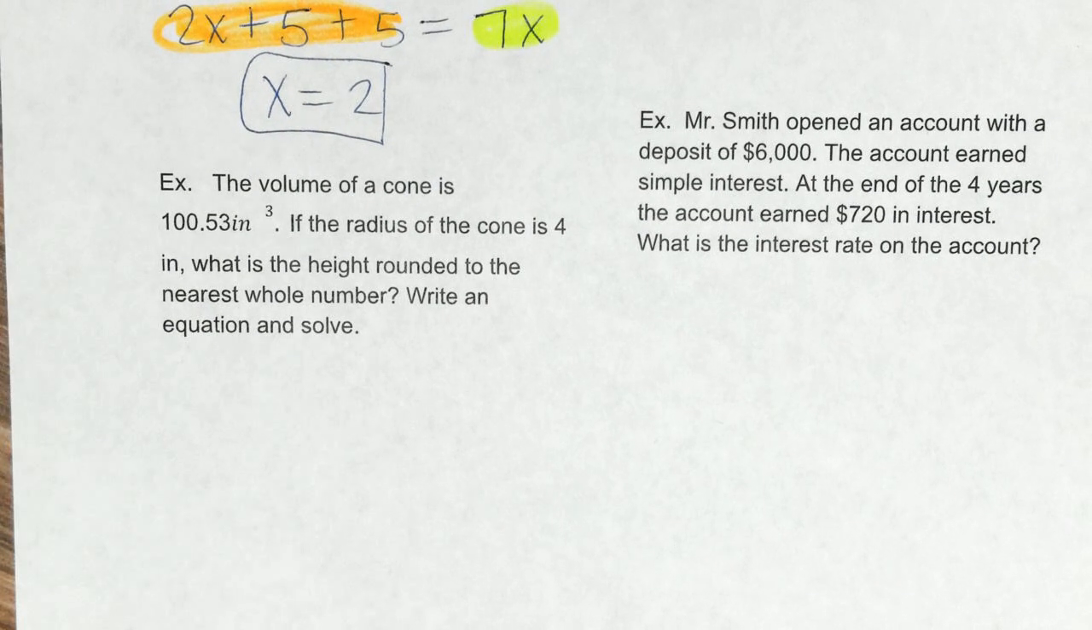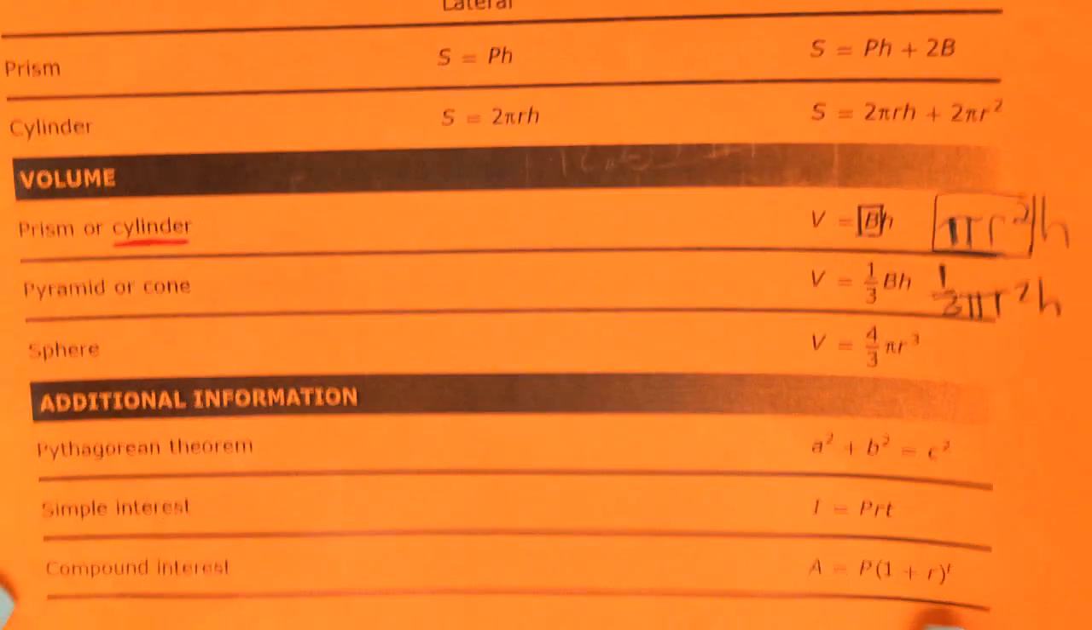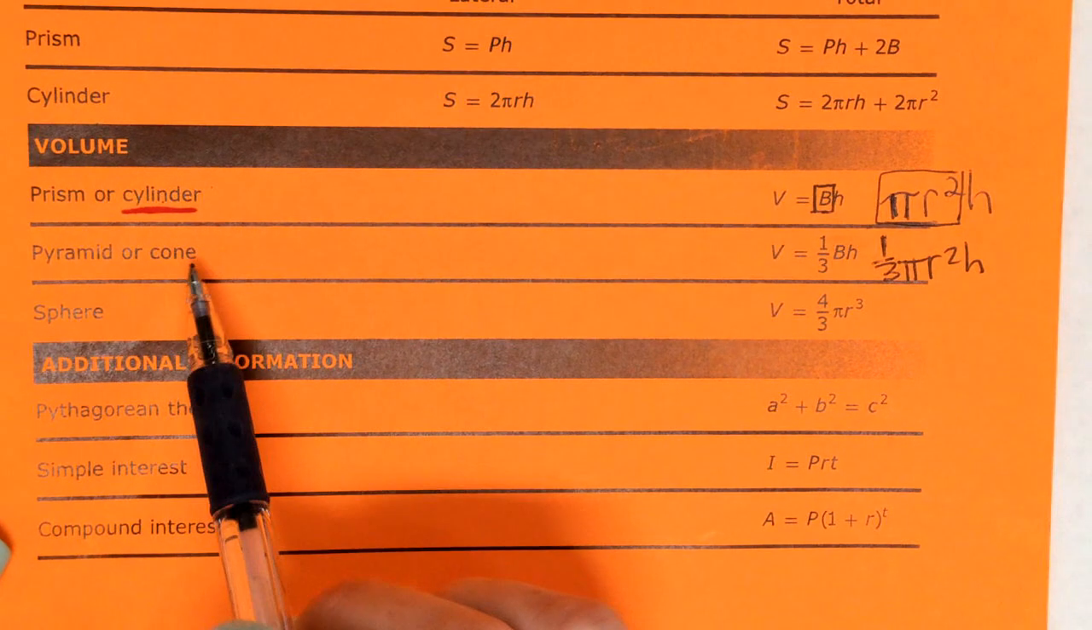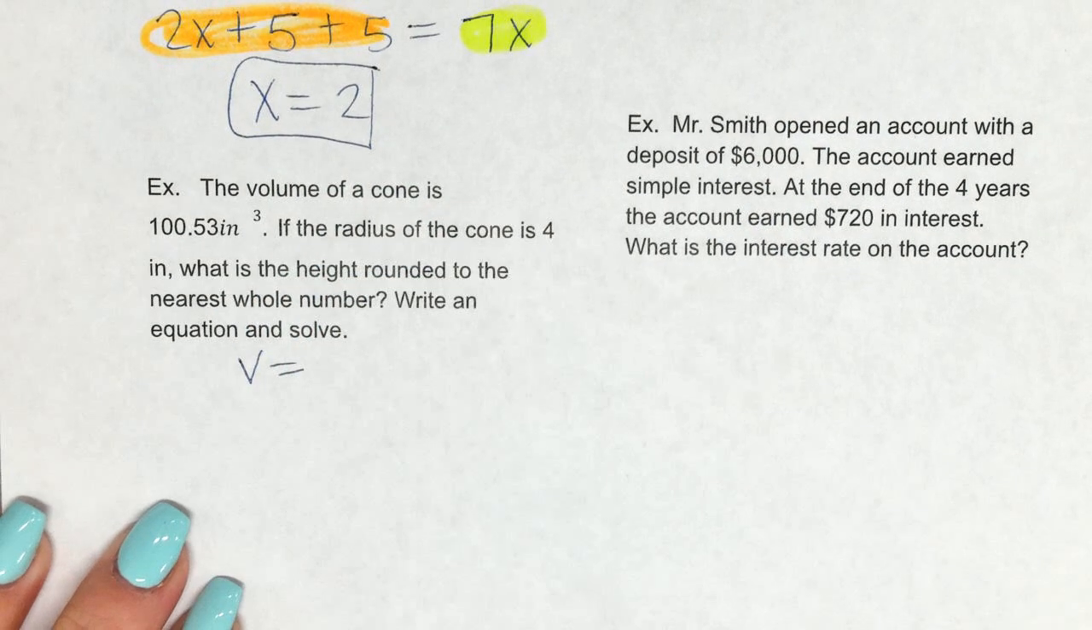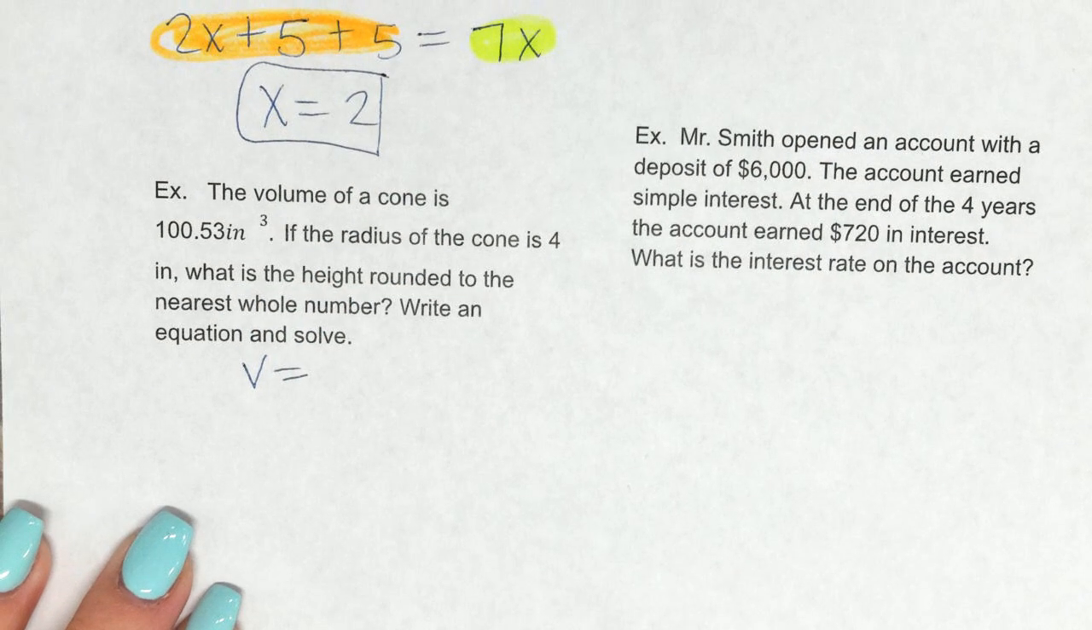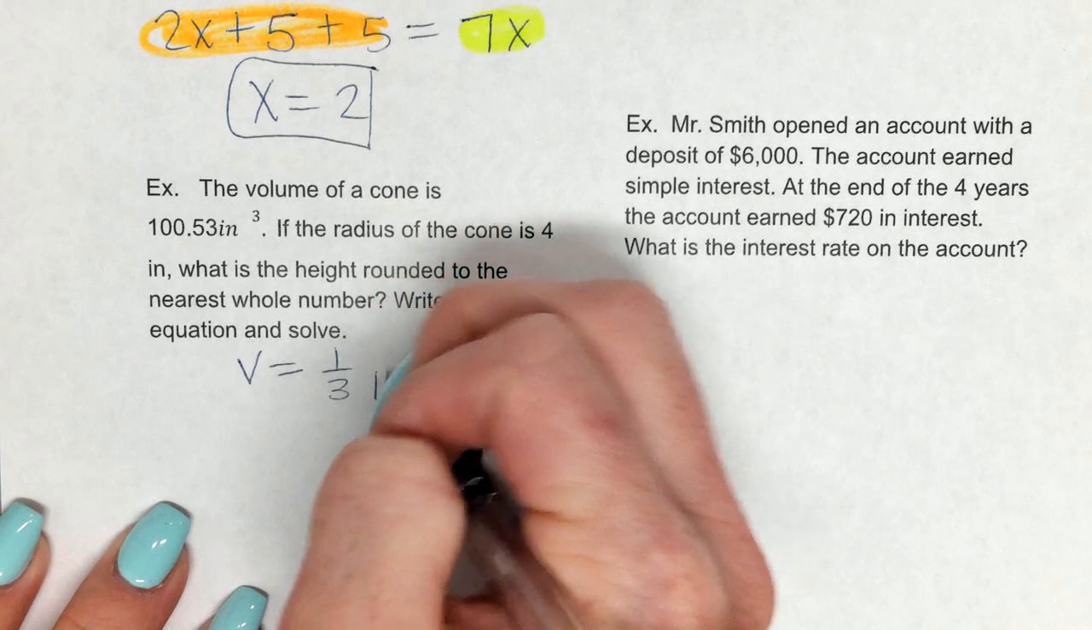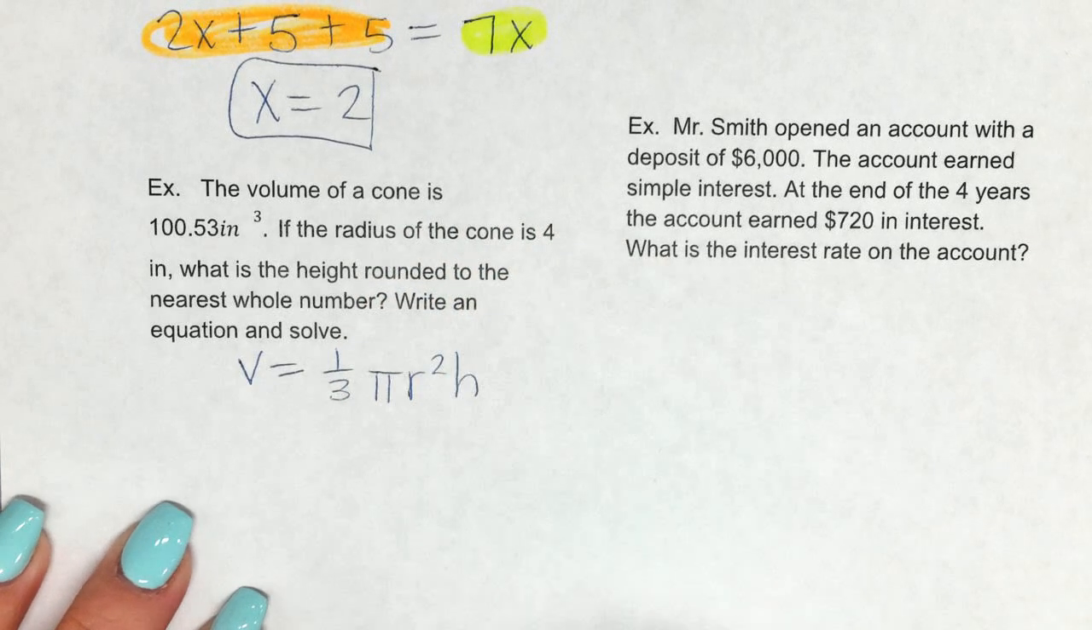The volume of a cone. Stop and go to what? Go to your star chart, and you have one in front of you if you filled out your warm-up. The volume of a cone. Go find the formula for volume of a cone and write it down. Volume equals, what does it equal? 1/3 pi r squared h.